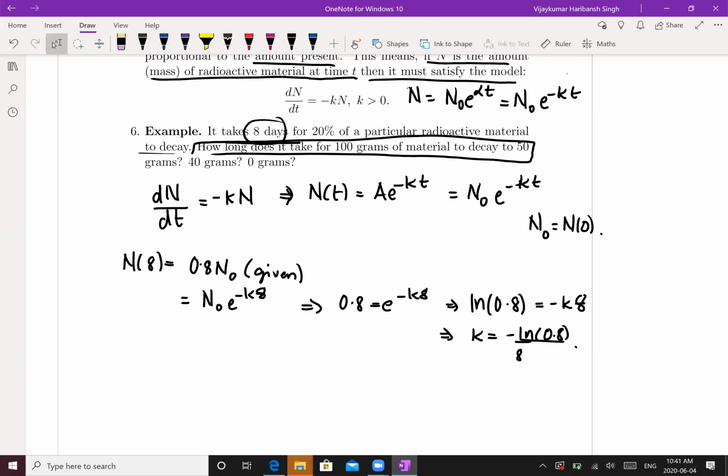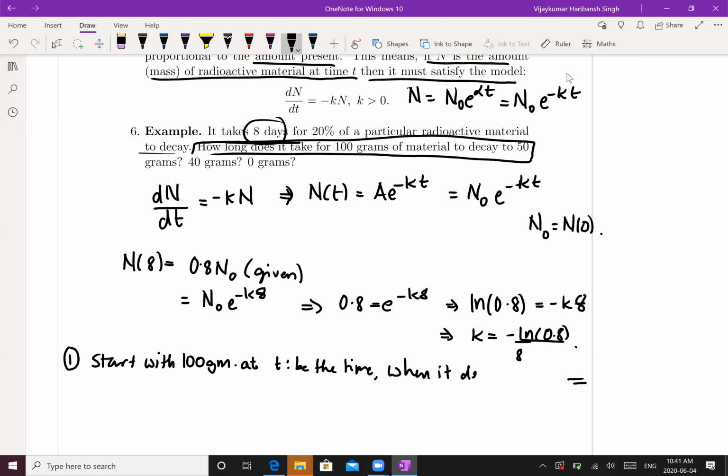Now you're asking the following question. So you have got an estimate of k. Now let's answer the first question. Question 1. Start with 100 grams, right? And let t be the time when it decays to 50 gram. So this is what we want to find out.